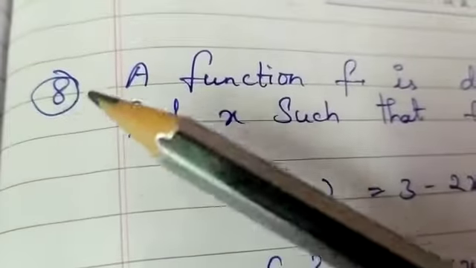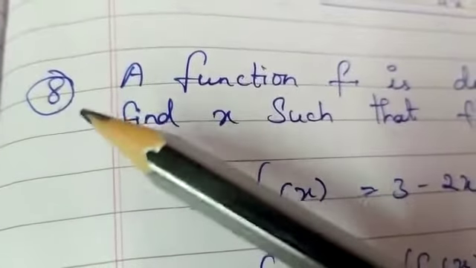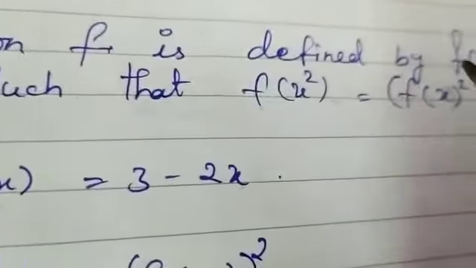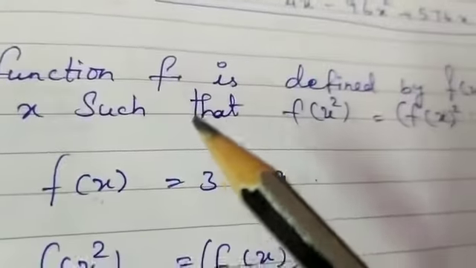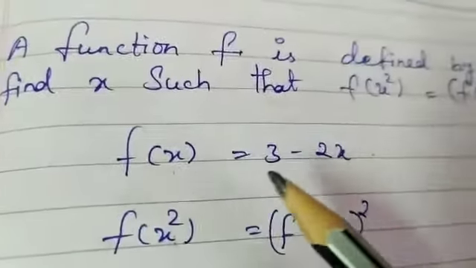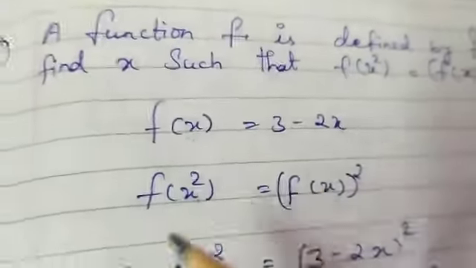So in exercise 1.3 we have already completed 7 questions. Now we are going to the 8th one. A function f is defined by f of x equal to 3 minus 2x. Find x such that f of x square equals f of x the whole square. So our f of x is 3 minus 2x. It is given in the question.